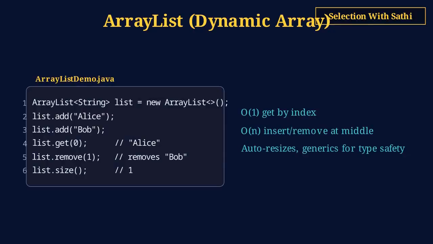Declare it with generics, ArrayList of String. Add to insert, get to access by index, remove to delete, size for the count. Random access is O(1), but inserting or removing from the middle is O(n).